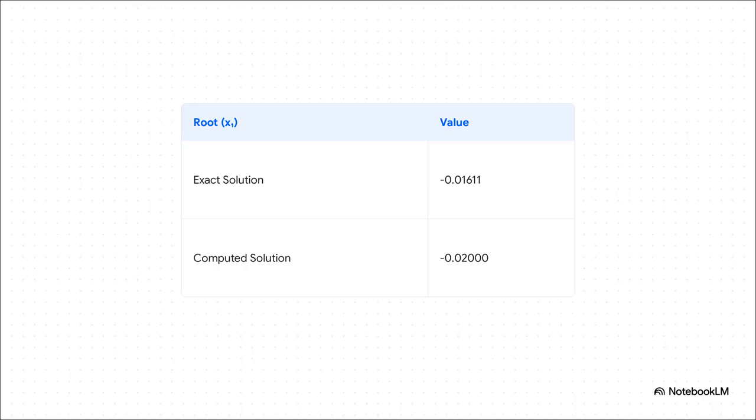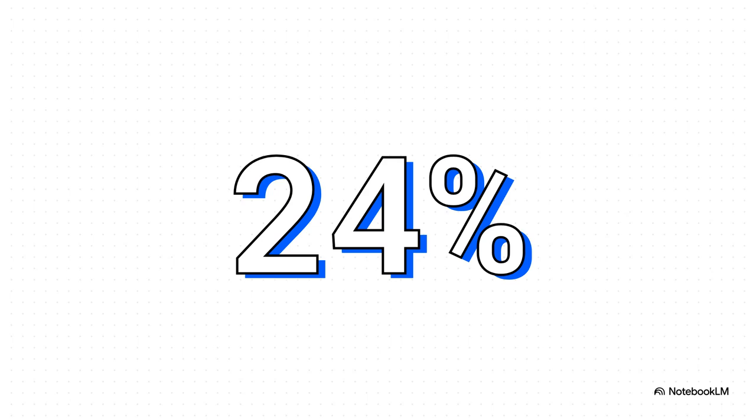The real exact answer is negative 0.01611. Our 4-digit computer, though, spits out negative 0.02000. That's a huge miss. How huge are we talking? Well, the relative error is a whopping 24%. And this all happened because the standard formula we all learned in school forced the computer to subtract 2 numbers that were incredibly close to each other. And that specific operation is famous for taking any tiny pre-existing errors and just blowing them up. A small precision problem cascaded into a really big mistake.